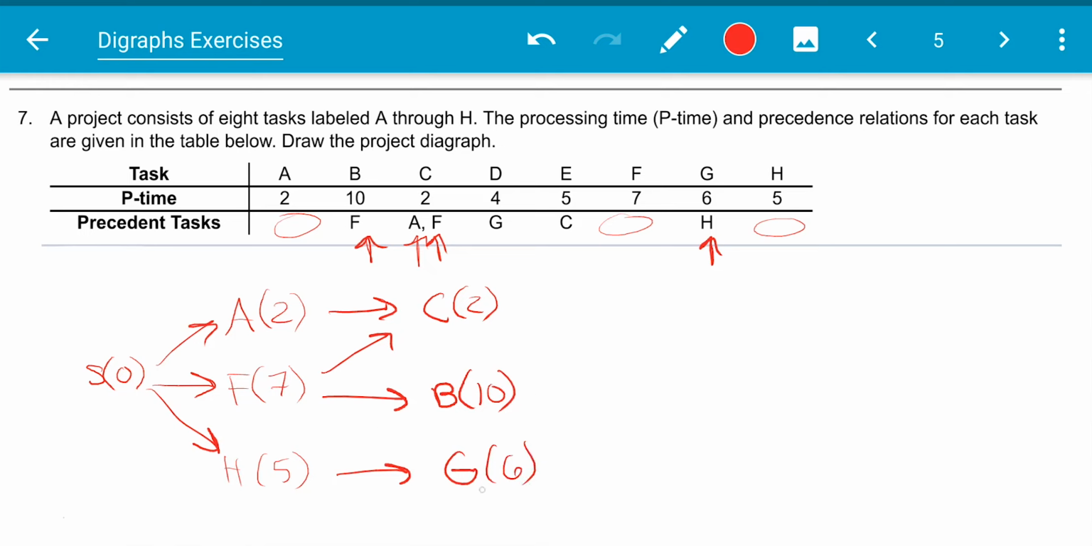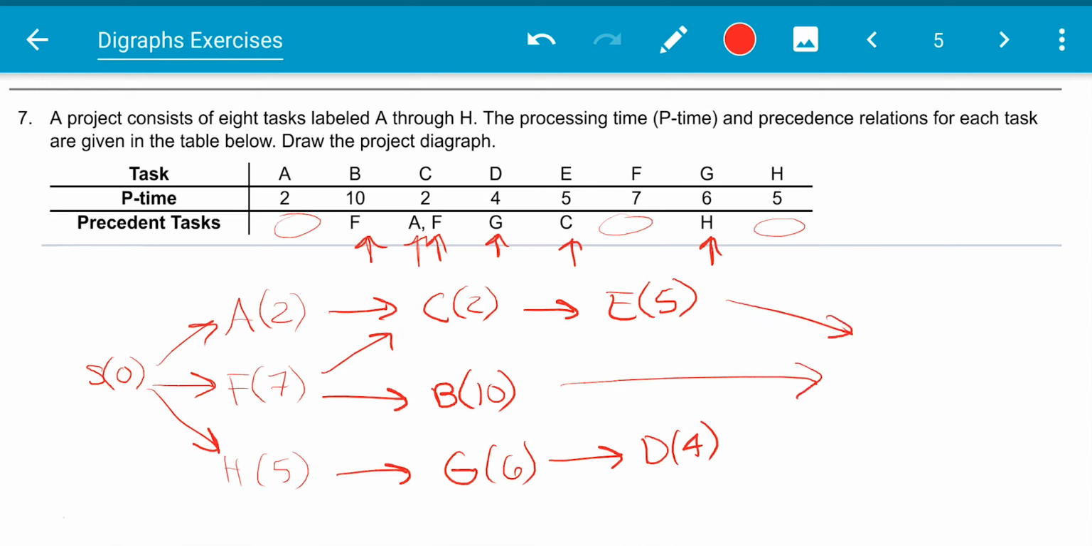All right, now we finish all these. We finish C, B, and G. So we could go from C to E. So we're going to put an E with 5. And then we could go from G to D with 4. And we finished everything. So now we can take everything and move it to our end, which is 0. And we're done.